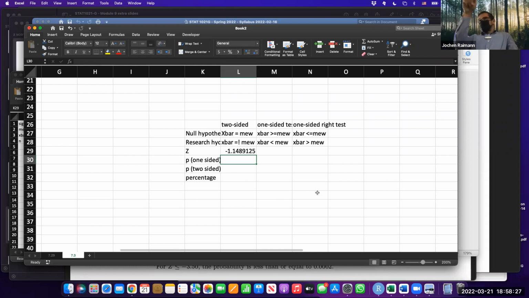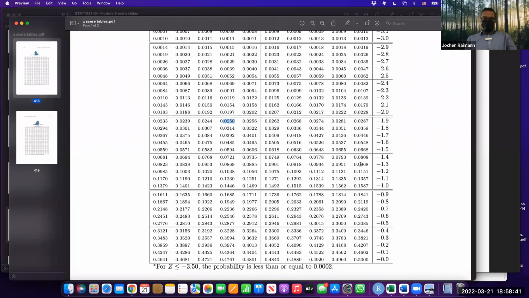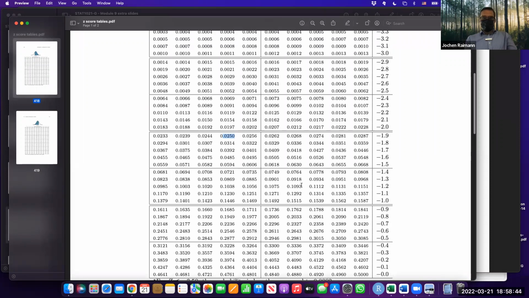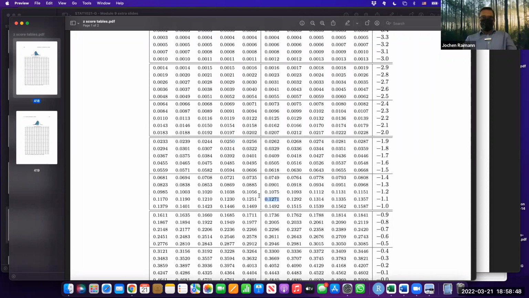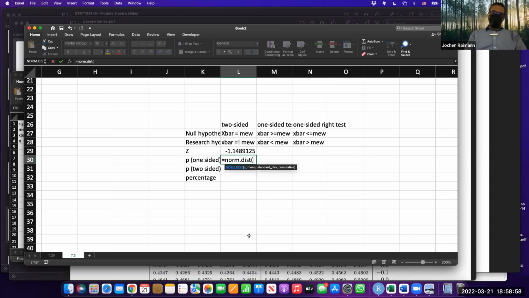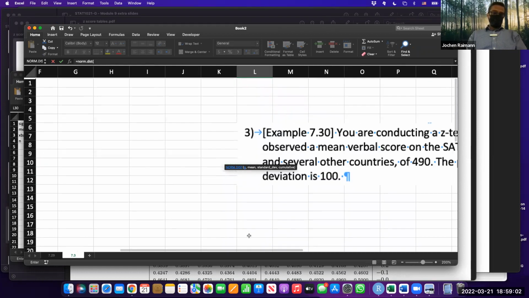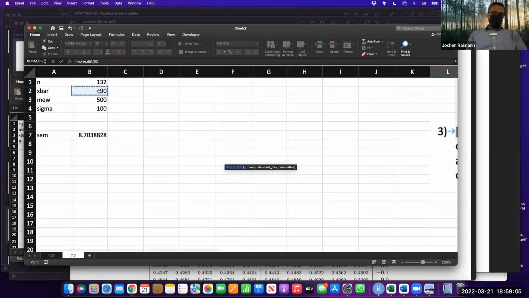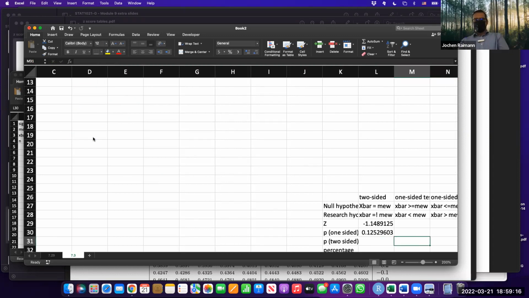That means we are already left of the mean, so we want that p-value to the left. Minus 1.14 is here, 0.1271. But we want to calculate it, so we're now using norm.dist. The x is 490, the mean is 500, the standard deviation is 8.7, and cumulative is true. This gives us 0.125296.